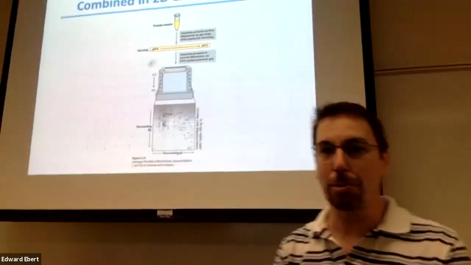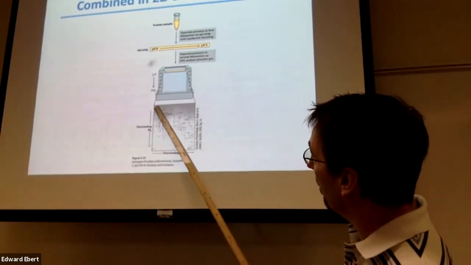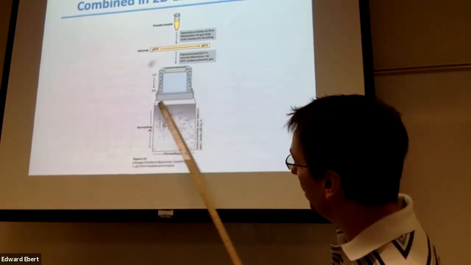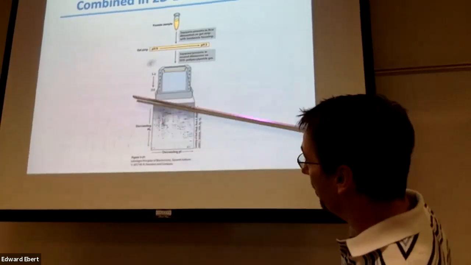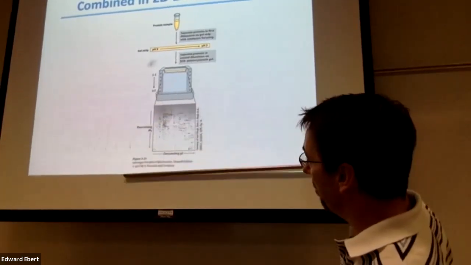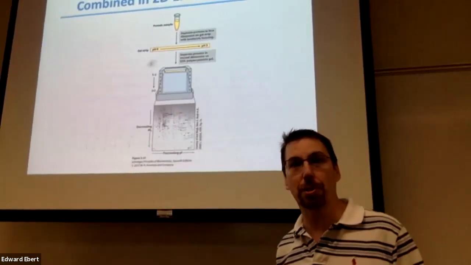So you do isoelectric focusing first, and you get your pI going across this way. Then you apply an electric field in SDS this way to separate them based on their size. So this is called two-dimensional gel electrophoresis.